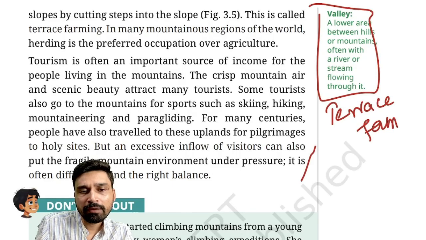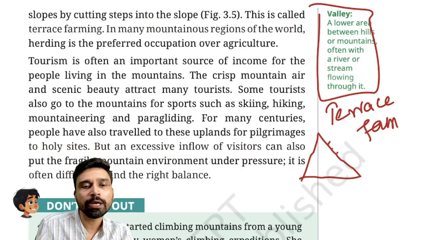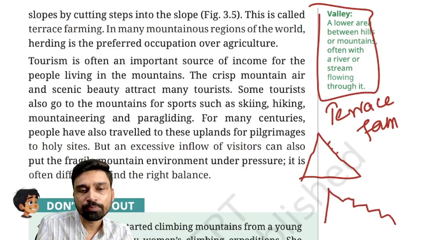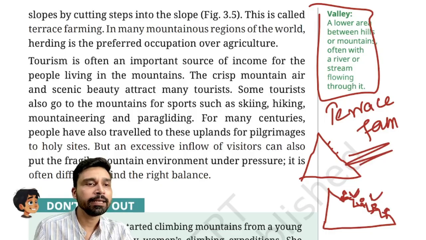So suppose that you have a mountainous landscape like this. You cannot grow crops here because the seeds, water, everything will start flowing at a rapid speed. So what you do, you create this kind of platform on the mountains, and on each of these platforms you grow crops in rows. So growing of crops in this fashion is called terrace farming.